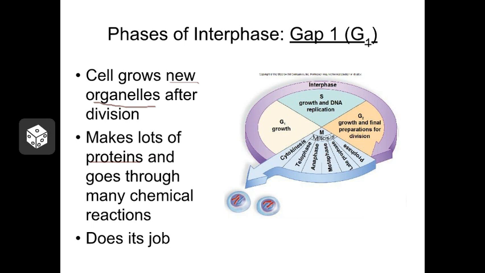Now, while the cell is progressing through G1, it's also, of course, going to be doing its job. That can mean different things for different types of cells. Liver cells, for instance, their major job is to help detoxify the blood, whereas a brain cell's major job might be to send communications, to send messages between cells.